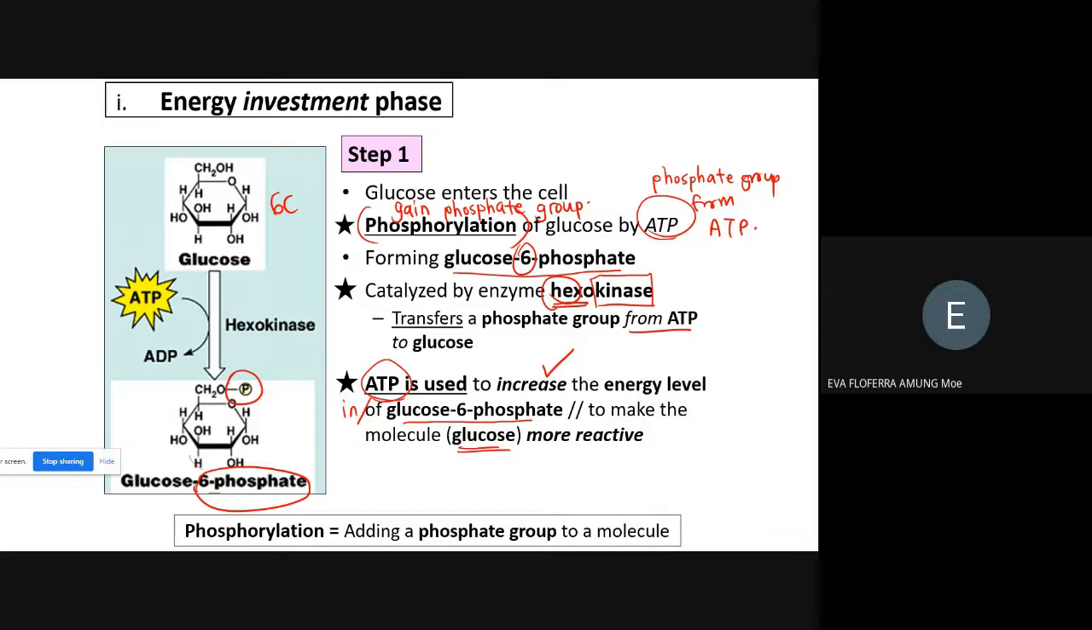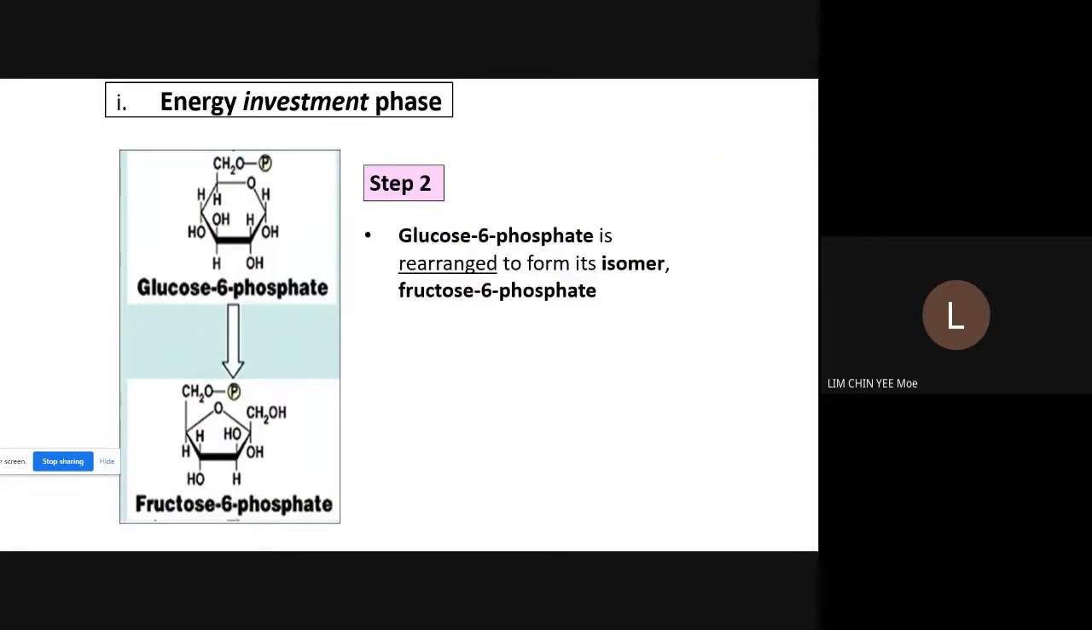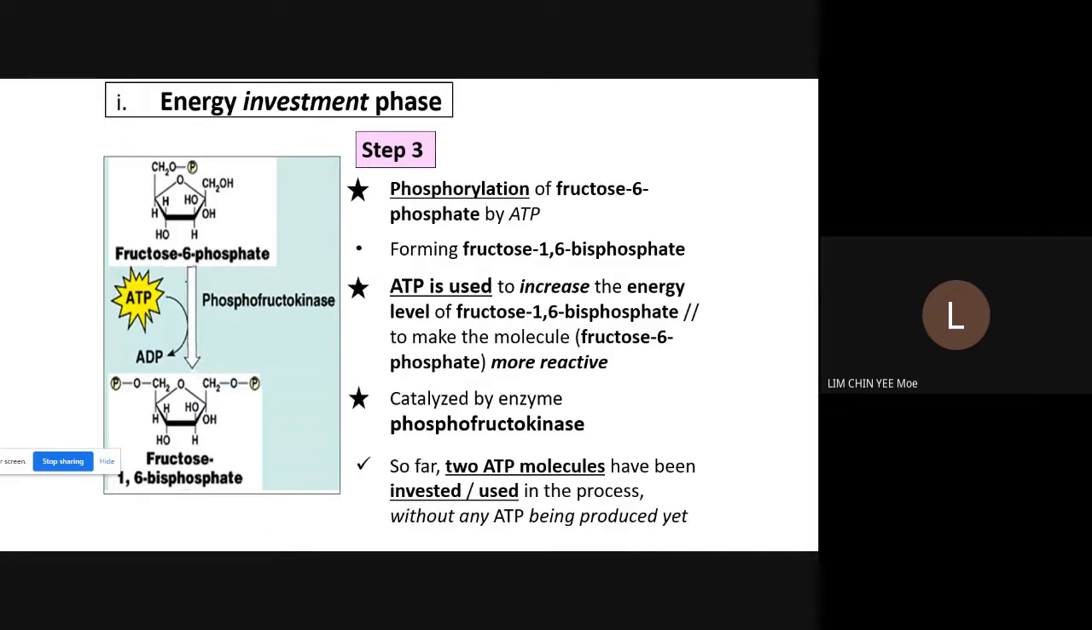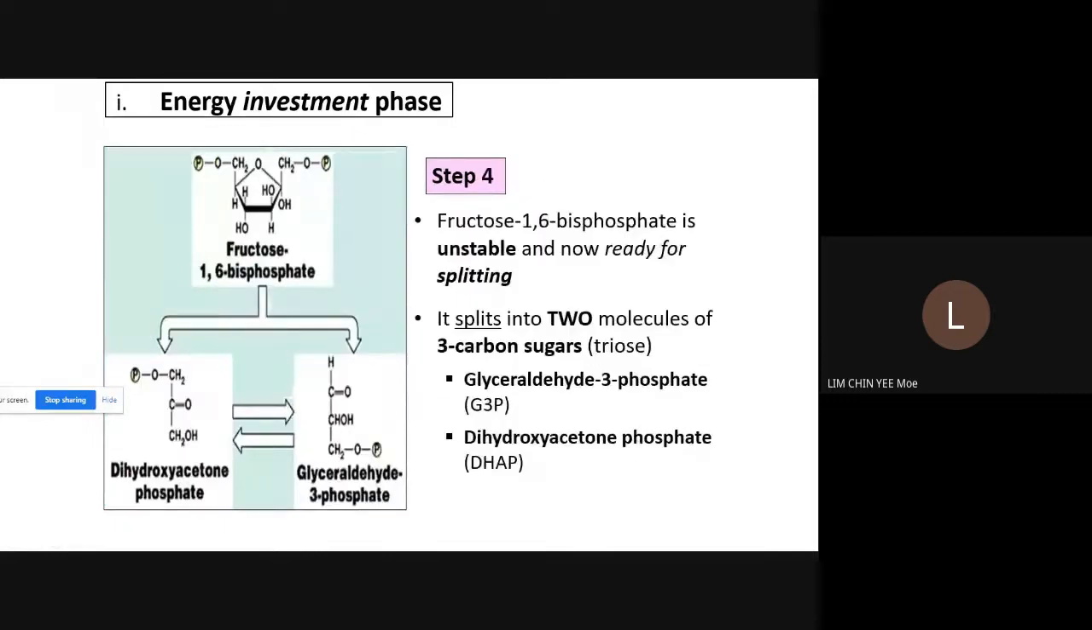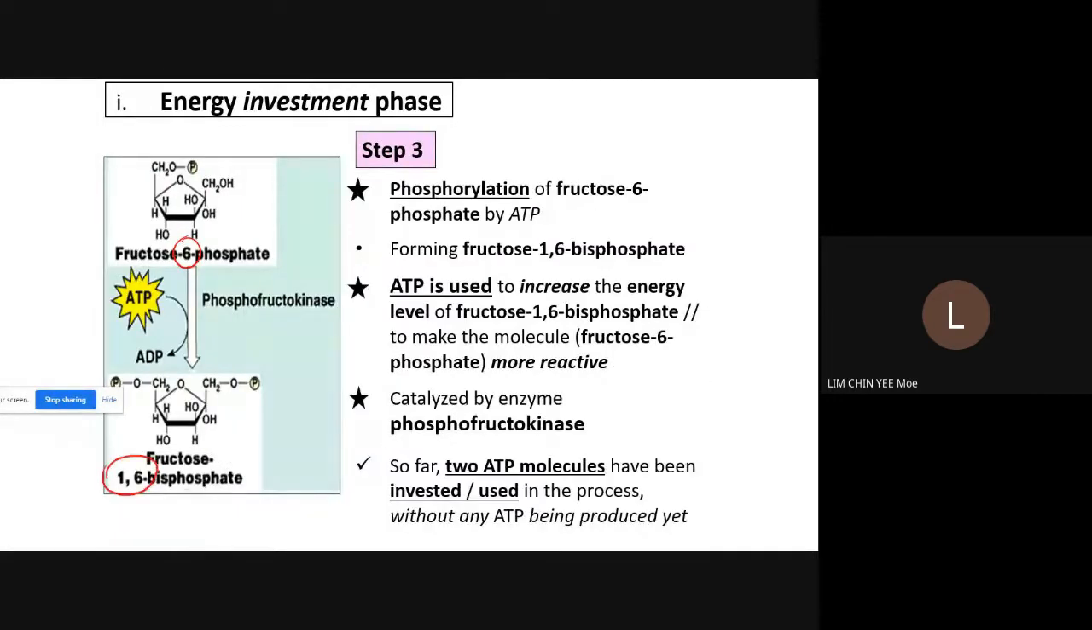No, ma'am. All right. And then, now, glucose 6, fructose 6, tak tambah apa-apa. It's just isomer. So that's isomerization. Step 3, again, fructose 6 jadi fructose 1,6. Dia dah tambah phosphate group. So, kalau tambah phosphate group, this step we call it as? Phosphorylation. Okay, so you kena tengok lah phosphorylation of what? Phosphorylation, siapa yang dapat? Fructose 6-phosphate yang dapat. So, phosphorylation of fructose 6-phosphate.